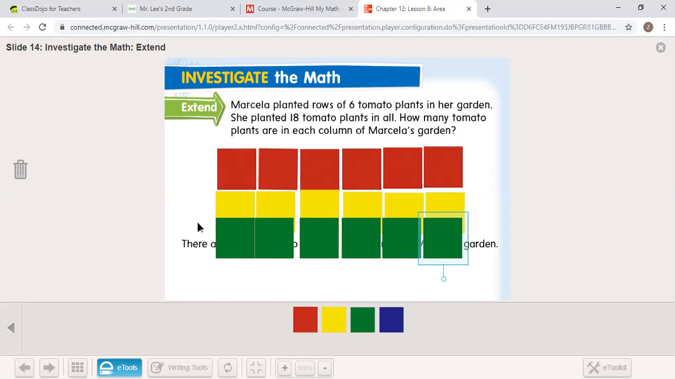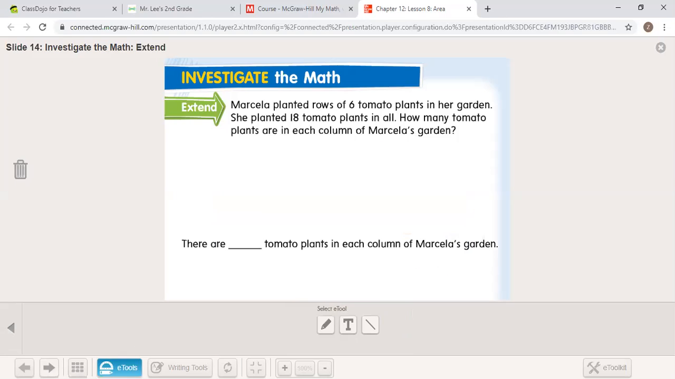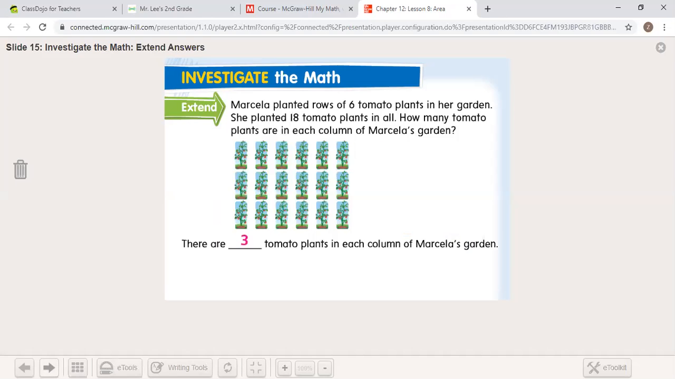So then it wants to know how many tomato plants are in each column. Now remember, a column goes up and down. So how many are in the column? Well, the answer is 3. There were 3 in each because you have 6 in a row and you have 3 in a column. So then I can count either by 6s, I can count by 1s, I can skip count by 3s to get 18.